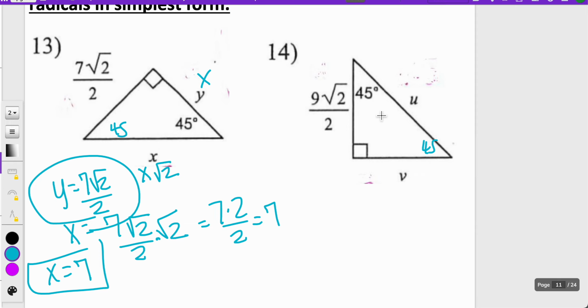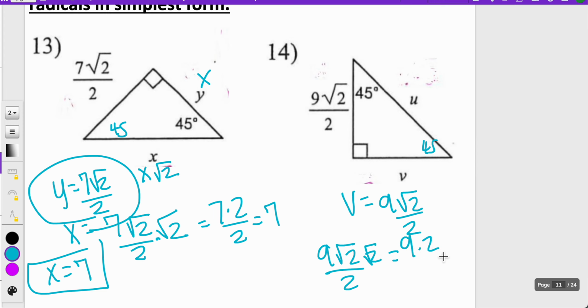Okay. Again, 45, 45, 90. V would be the same thing as the other leg, so 9 square root 2 over 2. And then to find my hypotenuse, I do 9 square root 2 over 2 times the square root of 2. That's just going to give me 9 times 2 on the top over 2, which is 18 over 2, which just again then gives me 9. So u is equal to 9.